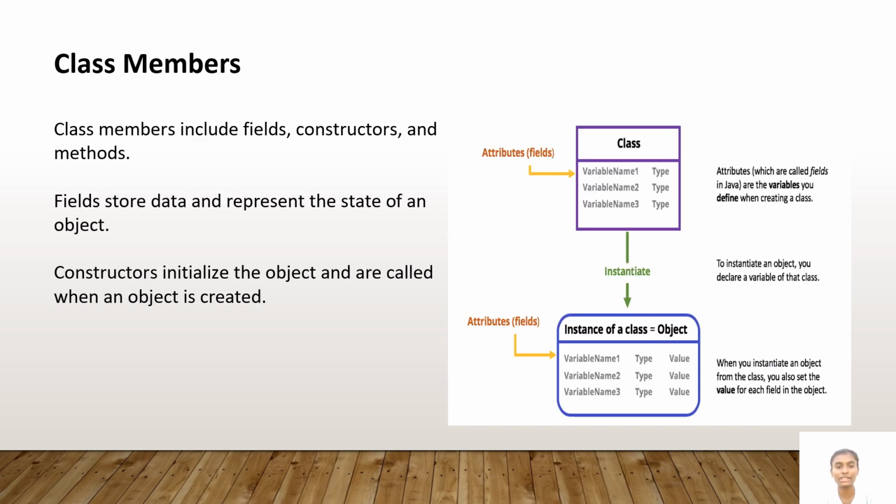What are class members? Class members include all the members declared in the class along with the inherited members. Private members in base classes are inherited but cannot be accessed directly from derived classes. Class members include fields, constructors and methods. Fields store data and represent the state of an object. Constructors initialize the object and are called when the object is created.